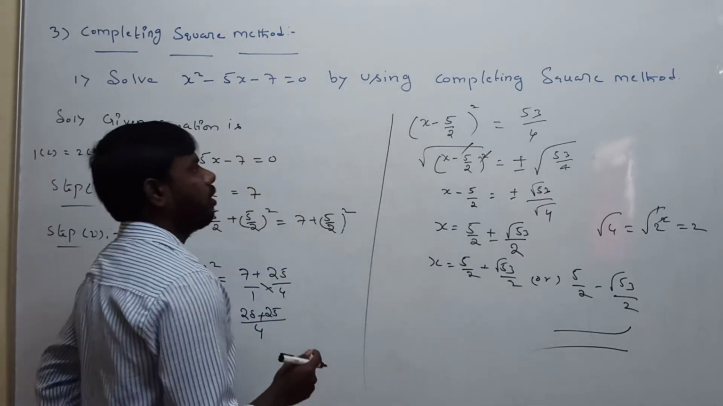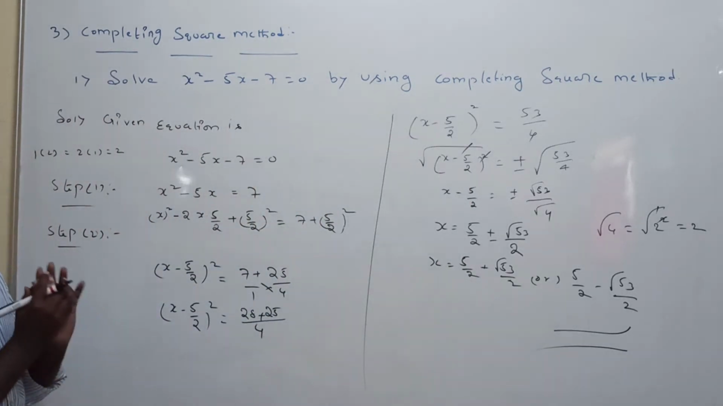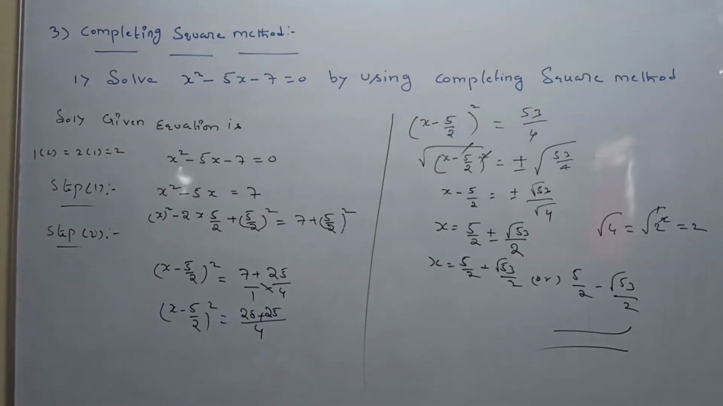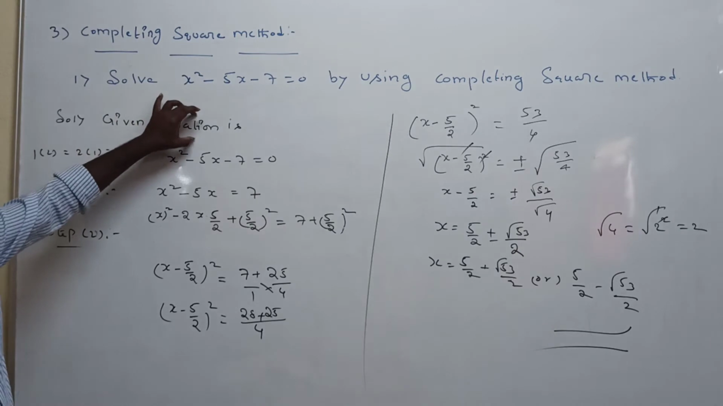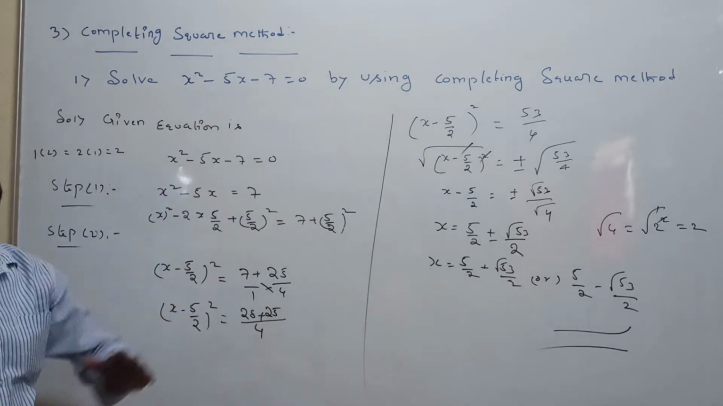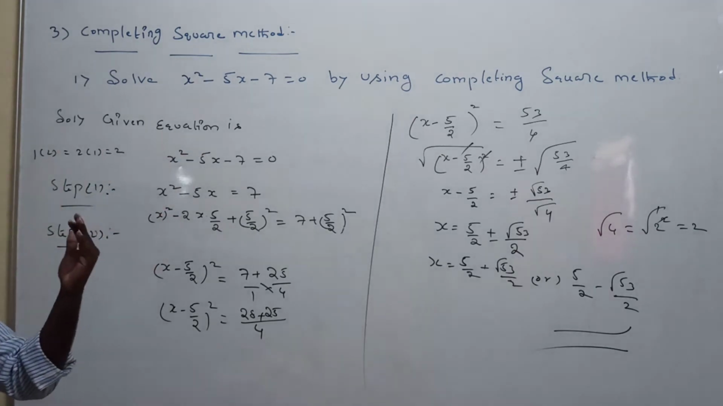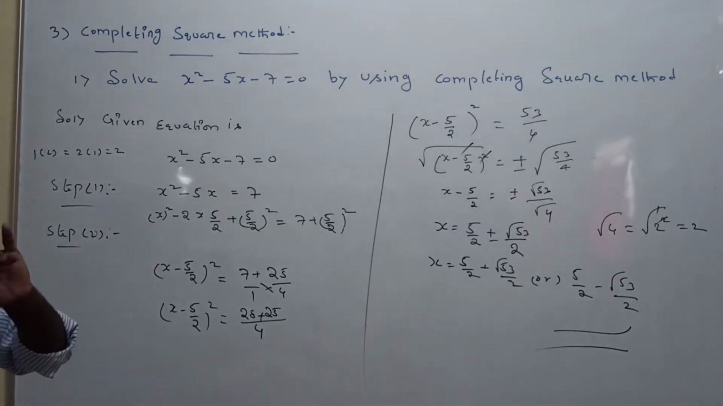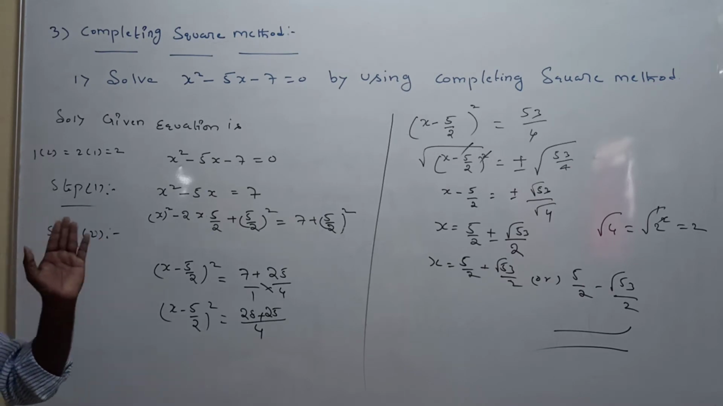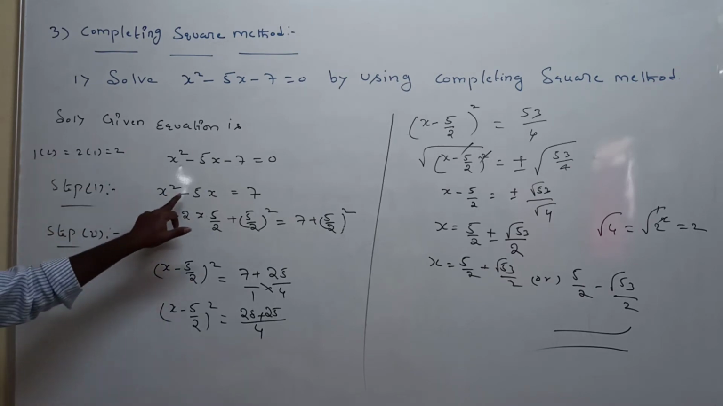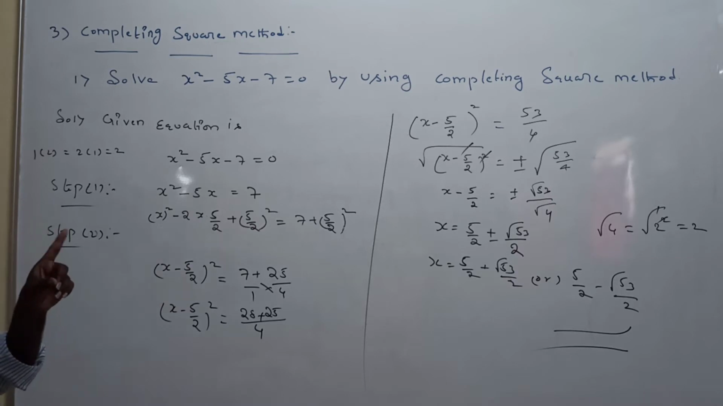This is the completing the square method. Very easy. There are only 2 steps. The first step: what is the given equation? The constant we take to the right hand side as it is. That is the first step. The second step: the left side of the equation, convert to a square minus 2ab plus b square or else a square plus 2ab plus b square. Here minus is there, thus we are taking the a square minus 2ab plus b square form.